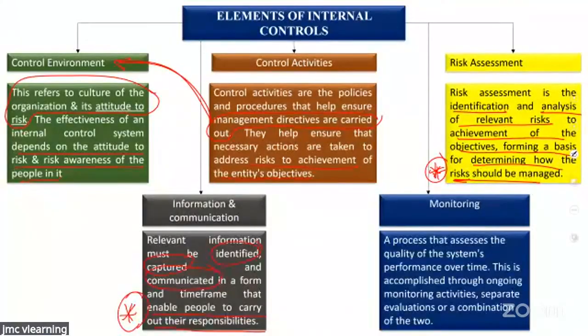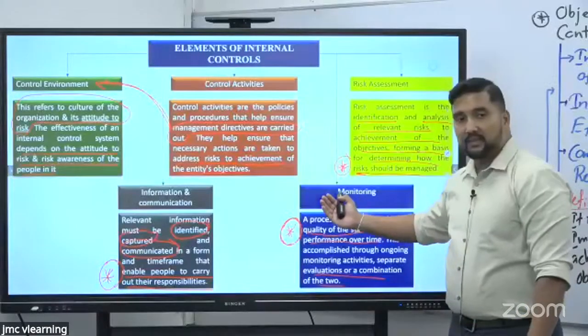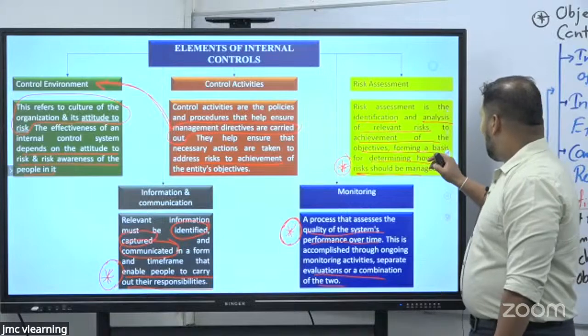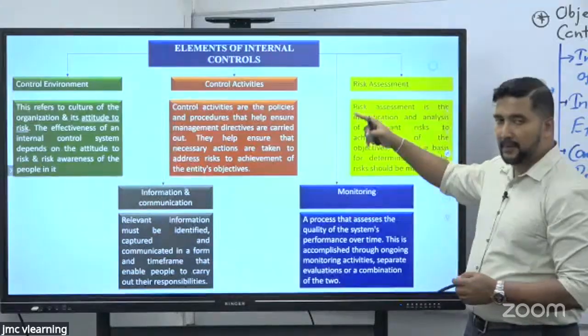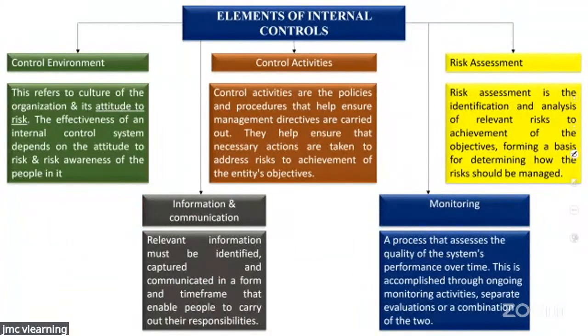Finally, monitoring, a process that assesses the quality of the system's performance over time. This is accomplished through ongoing monitoring activities, separate evaluations, or a combination of these two. Here you are basically evaluating the efficiency and effectiveness of the implemented internal controls. Right. So are we clear on this? I'll take this to the full picture so that you can take a picture of this. Any questions up to this point?